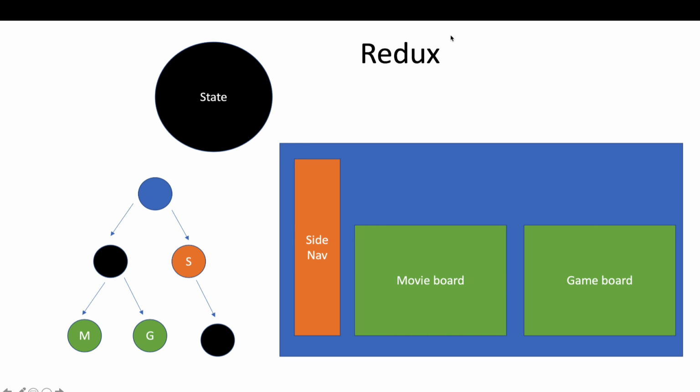I've already mentioned that Redux is a state management tool, but why do we need Redux? What is the problem that we are trying to address by using Redux? For that, let's take this example where we have a main component, let's say this is our app.js, and it has three other components: a side nav, a movie board, and a game board. The movie board has a list of all the movies for a particular user, and the game board has a list of particular games that the user likes.